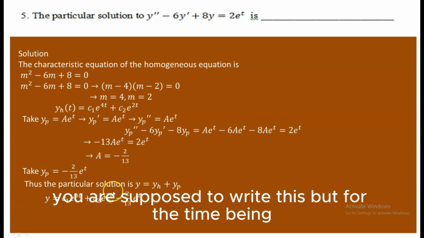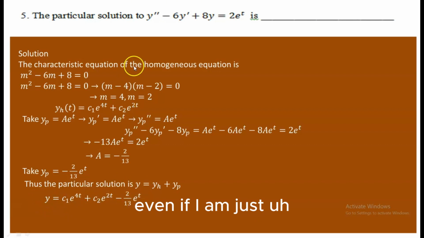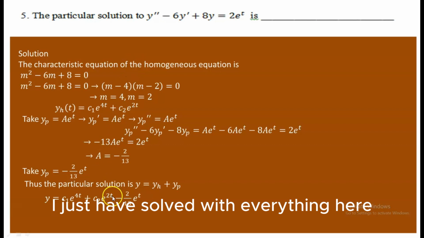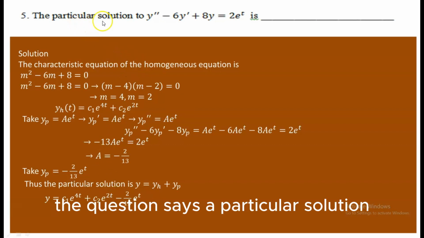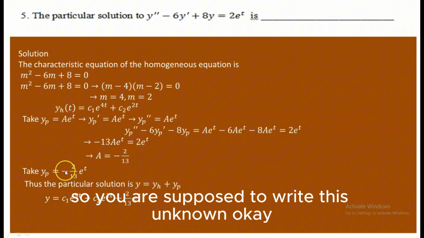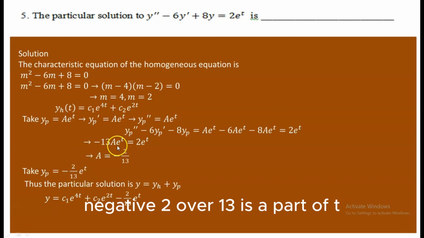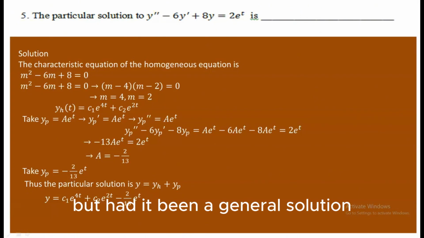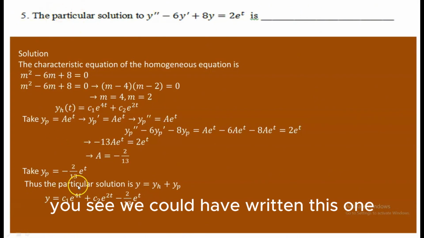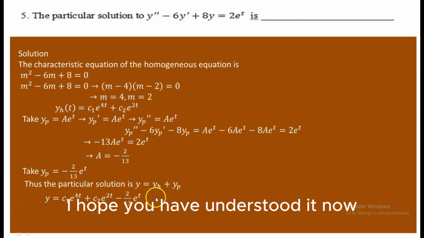But for the time being, I have solved everything here. The question says a particular solution, so you are supposed to write this: negative 2 over 13 e to the power of t. But had it been a general solution, you see, we could have written the other one. I hope you have understood it.